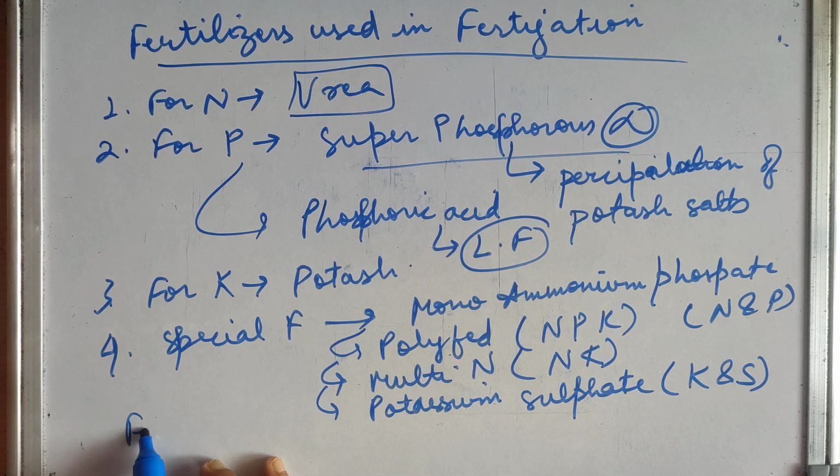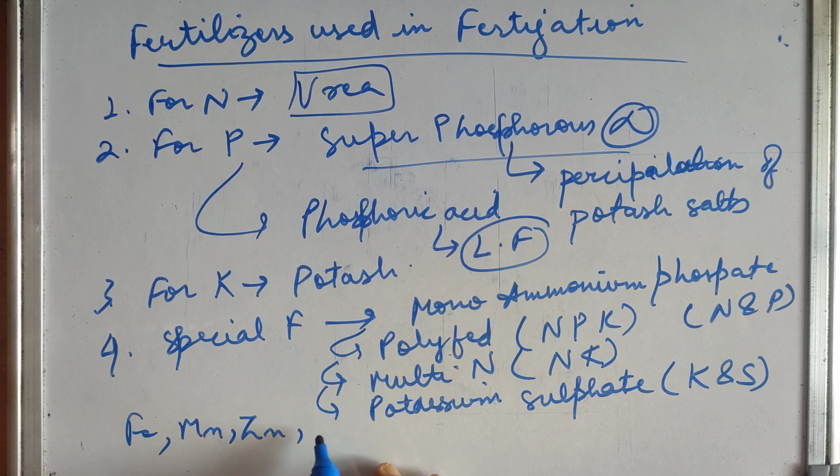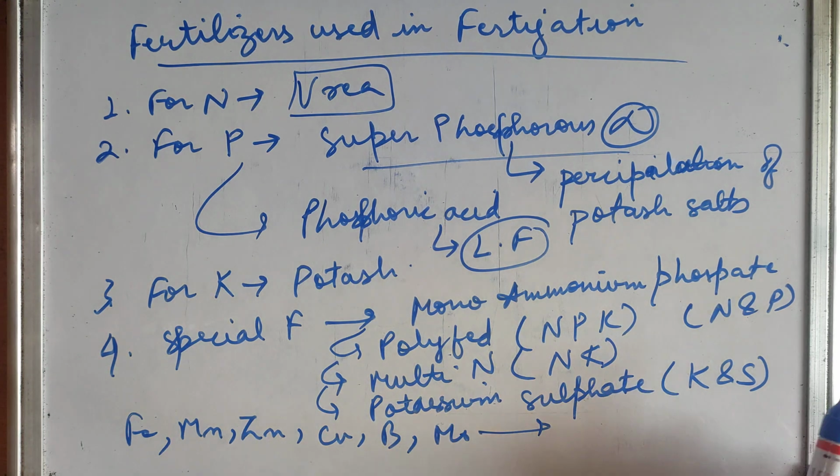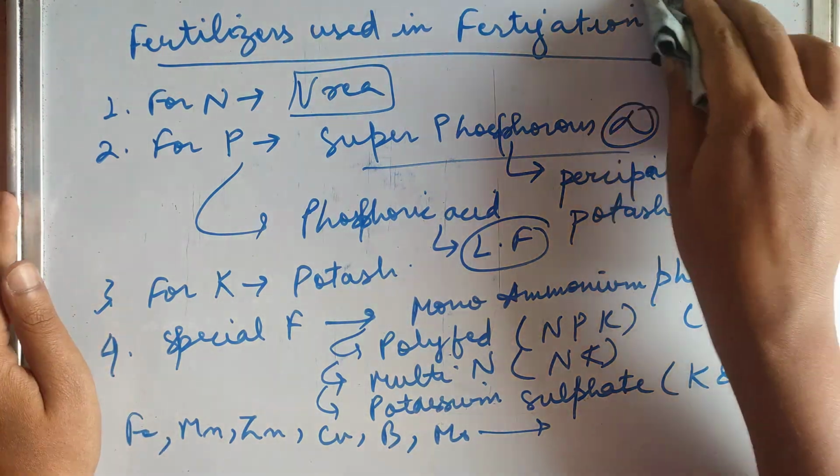And other fertilizers, Fe, Mn, Zn, Cu, B, Mo, this is molybdenum, can also be used as special fertilizers in fertigation. So I hope you understand this.